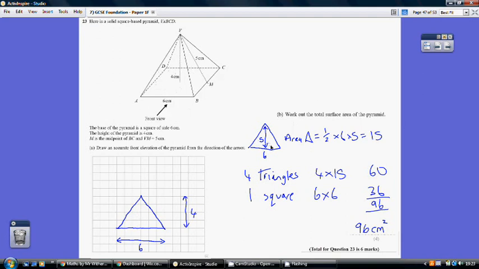Now each of these triangles, how do you work out the area of a triangle? It's half times base times perpendicular height. So the actual perpendicular height of these triangles is 5, so the area of each triangle is going to be half times 6 times 5, which is 15. You've got 4 such triangles, so 4 lots of 15 is 60, plus the square base, which is 6 times 6, so the square base has an area of 36, so a total surface area of 96, and don't forget the units, centimetres squared.